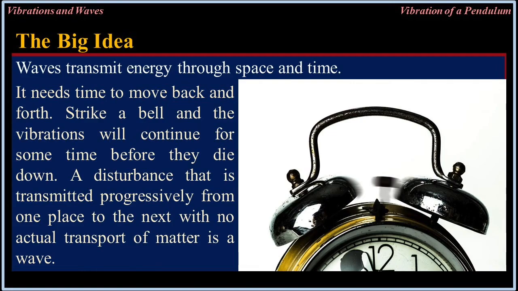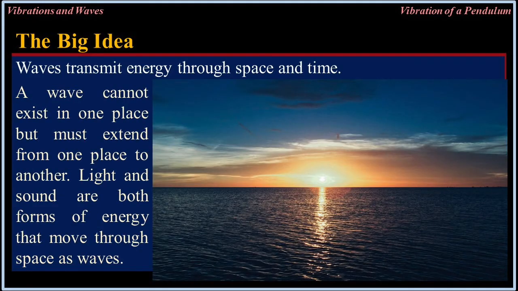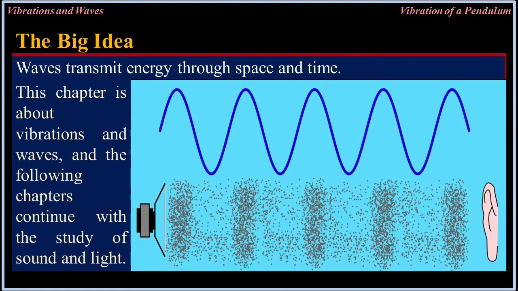A disturbance that is transmitted progressively from one place to the next with no actual transport of matter is a wave. A wave cannot exist in one place, but must extend from one place to another. Light and sound are both forms of energy that move through space as waves. This chapter is about vibrations and waves, and the following chapters continue with the study of sound and light.